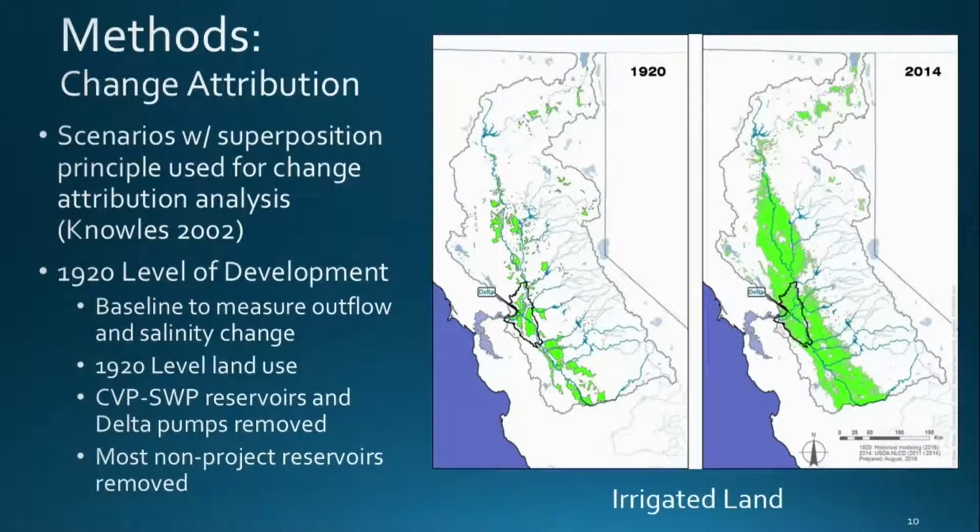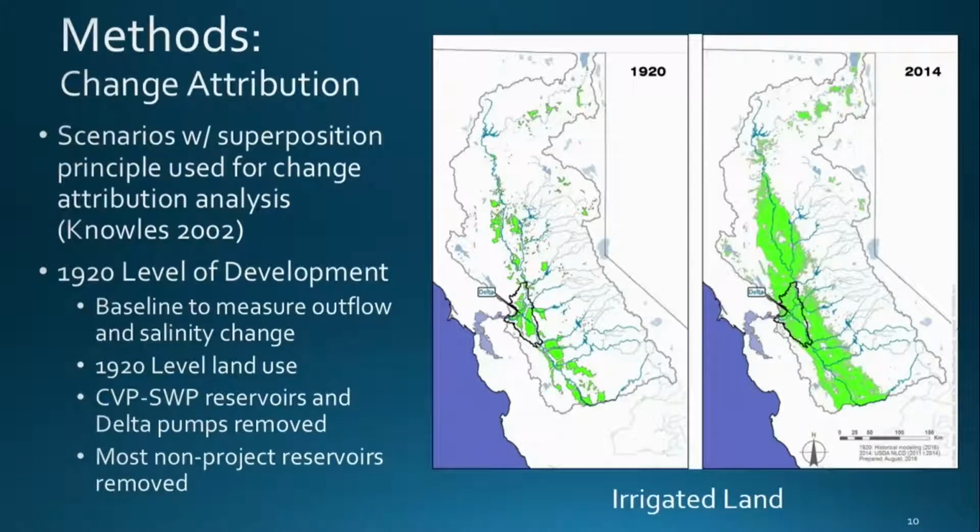Okay, so I'm going to move now from the trend analysis to the change attribution analysis. So why are we seeing the changes that we're seeing? This gets into a little bit more modeling to ask that question. We used some superposition principles to come up with some scenarios to look at change attribution. And then we defined a 1920 level of development, which this map is showing as irrigated acreage in 1920 versus a more contemporary condition.